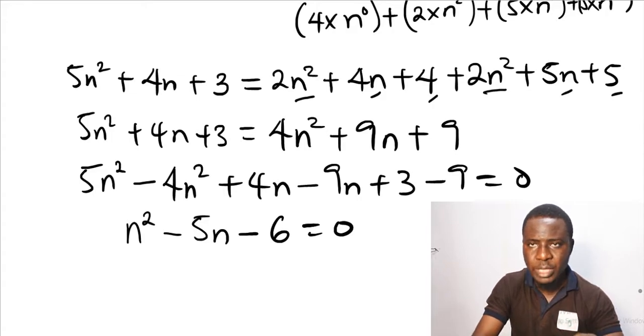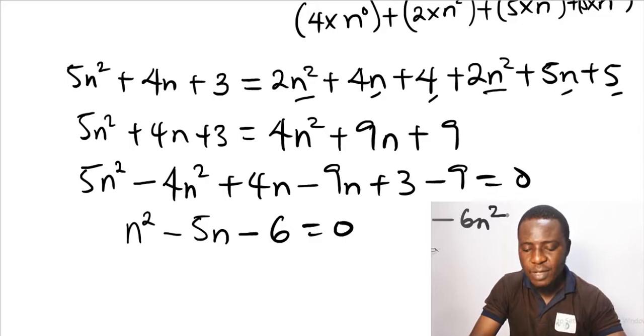So we are going to look for two terms. When you multiply them together, it gives you the product of the first term and the last term. And when you add them together, it gives you the middle term. So when you multiply minus 6 and n squared together, you have minus 6n squared. So what are those two terms that when you multiply them together, it gives you minus 6n squared, and when you add them together, it gives you minus 5n?